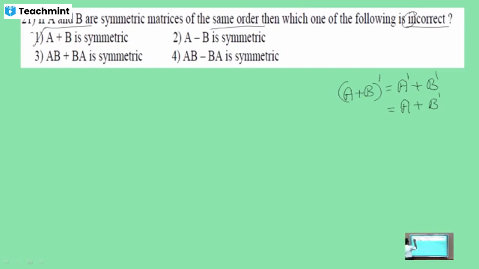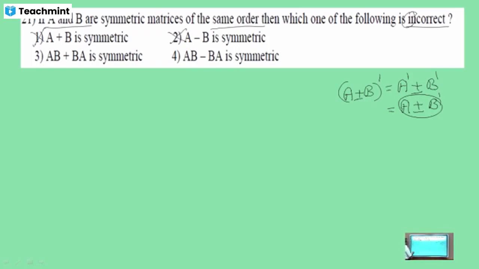The first one is not the solution. Second one is A minus B is symmetric. When I take the transpose with the minus sign here, I will get A dash minus B dash, which is equal to A minus B. So A minus B whole dash equals A minus B, which means the symmetric property has not changed. Good. And the second option is also not the solution.